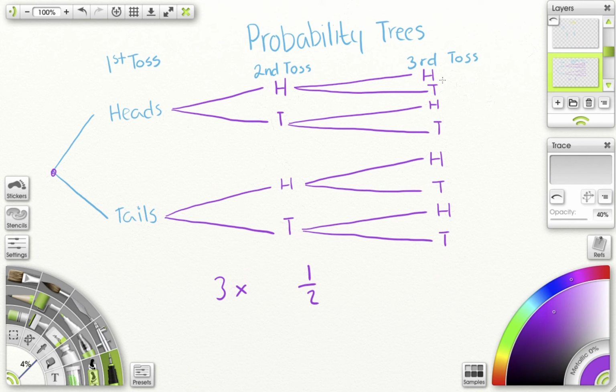What is the probability of me landing on heads all 3 times? Heads, heads, heads. There's no other choice. I can only land on heads 1 out of 8 times. That's not the same as our 1 out of 2 that we had originally. That's because I have to land heads 3 times in a row. The minute I break that streak, it's gone, and I'm going into one of these other branches.